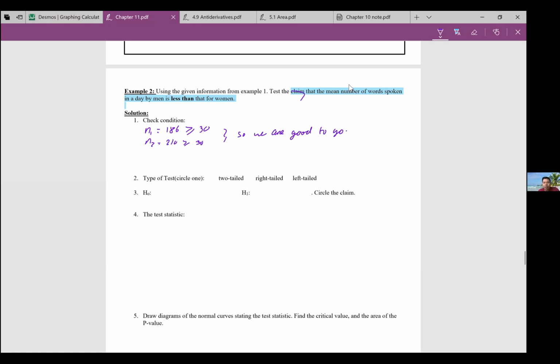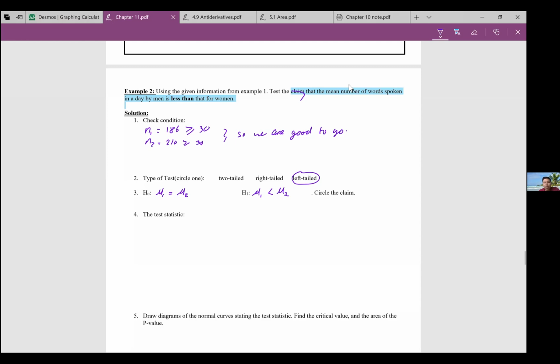All right, so very clear that it is left tail because the man talks less than the woman, so that would be left tail, right? All right, so the mean words for the man is equal to the mean words for the woman. That's the assumption. And then the mean words spoken by the man will be less than the mean words spoken by the woman. So that's the alternate hypothesis. Okay, it's left tail. That's what it is.